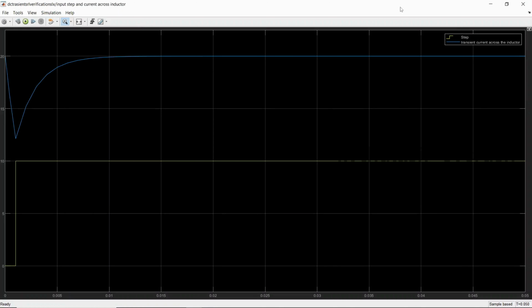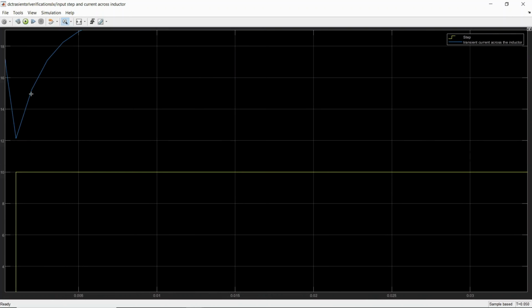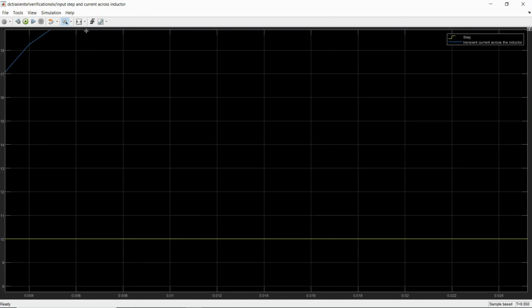As soon as you run it, you can see the waveforms. When you double click it, you can get them here. So what is the type of input? This is the input signal we have given. As soon as you give the input signal, you can see here. Let's keep it in auto scale.